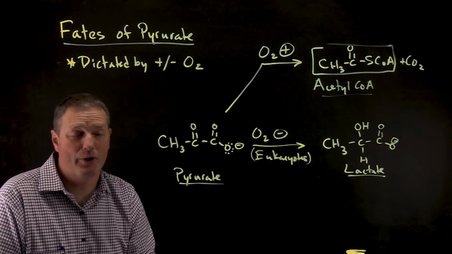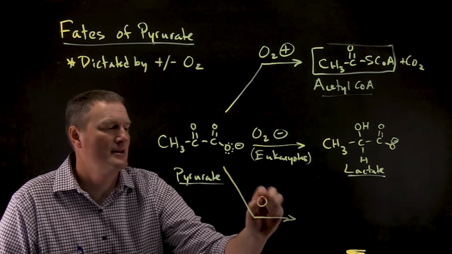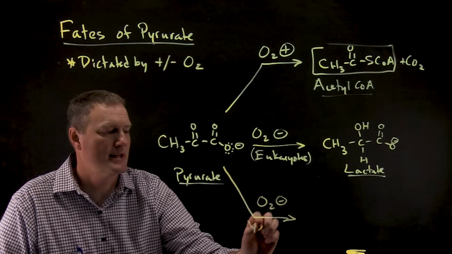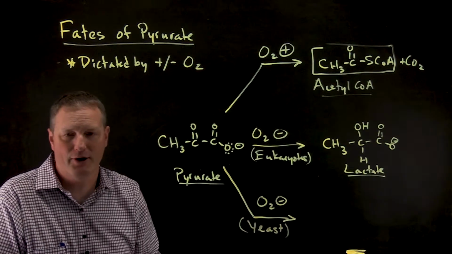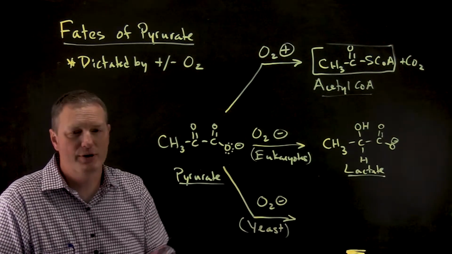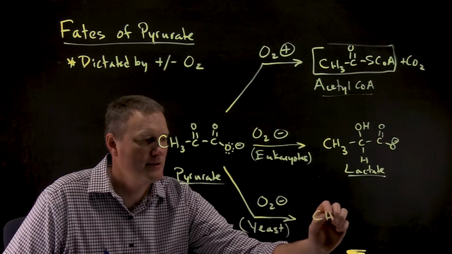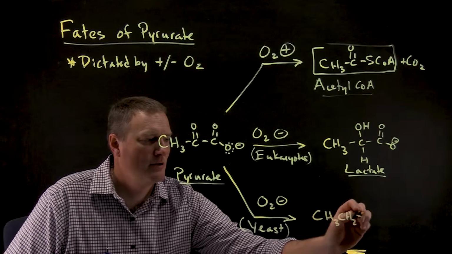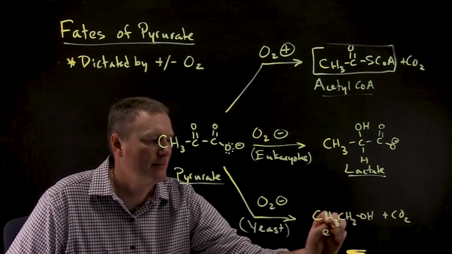Now, in certain other organisms, particularly in yeast and certain bacteria, so when O2 is minus, and we'll just say in yeast, there is a different pathway that can occur where ultimately, through a series of several steps, pyruvate is going to get converted into this molecule, which some of you might be familiar with. This is ethanol.